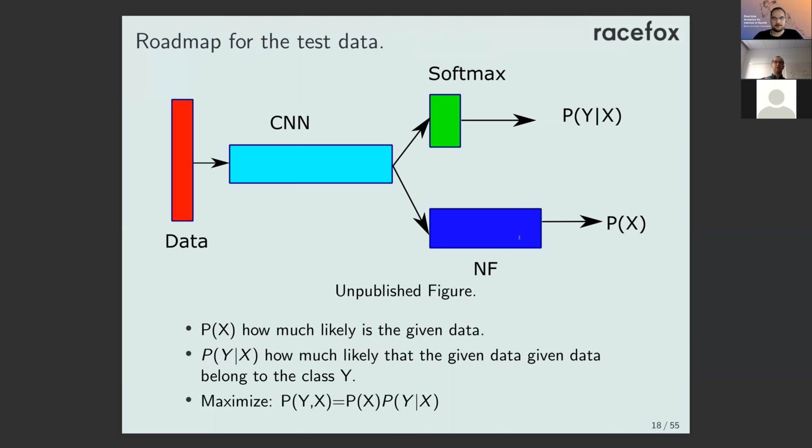Let's say I really suppress the dimensionality of the data, and still I group them. So the CNN here will suppress the dimensionality, and the softmax layer will put the similar items together and the dissimilar items far apart. And the normalizing flow will try to keep a picture of this aggregation of the data.